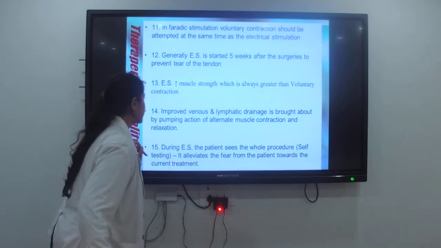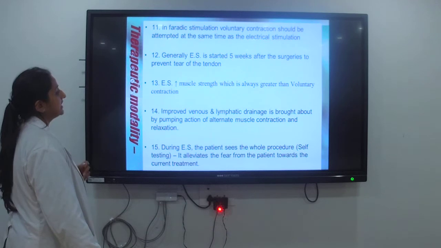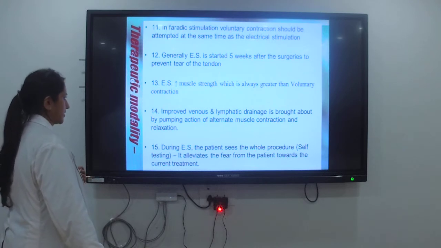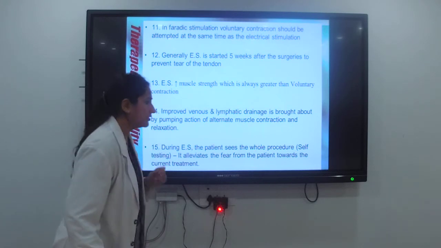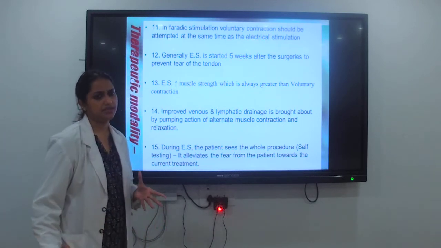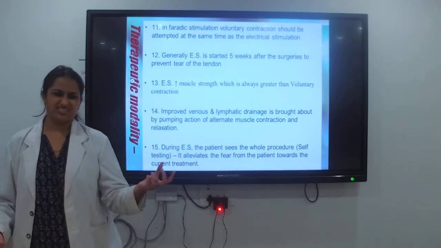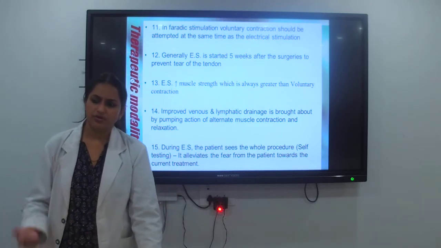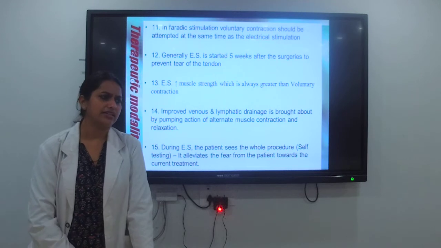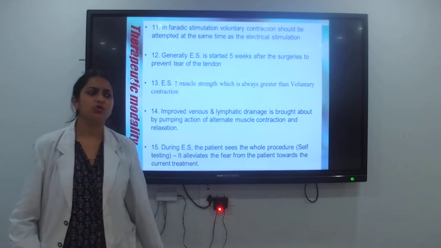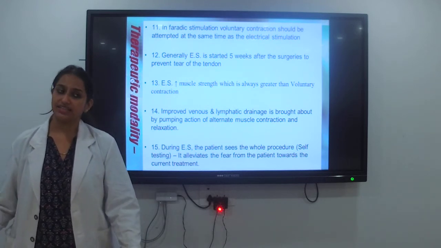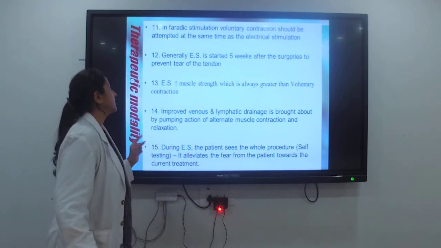Now, second thing is electrical stimulation increases muscle strength, which is always greater than voluntary contraction. Why do you think that there will be increase in muscle strength? Yes, anyone. For example, if you take weighted dumbbells in your hand, and you keep on doing flexion extension for longer time or in a repetitive manner daily for certain days, what will happen? Do you think that your biceps will get strengthened? Yes, your biceps will get strengthened. Why will it get strengthened?